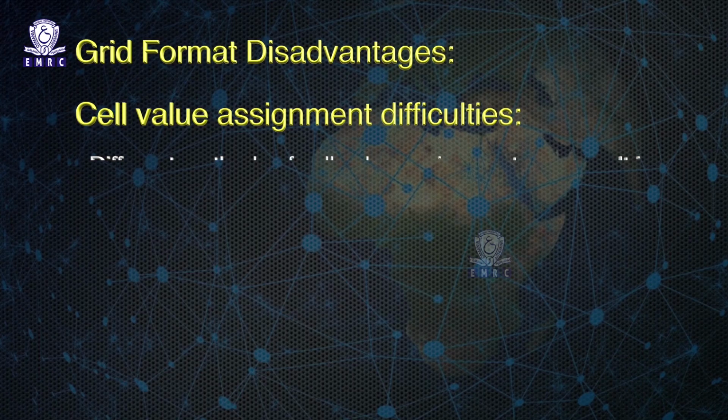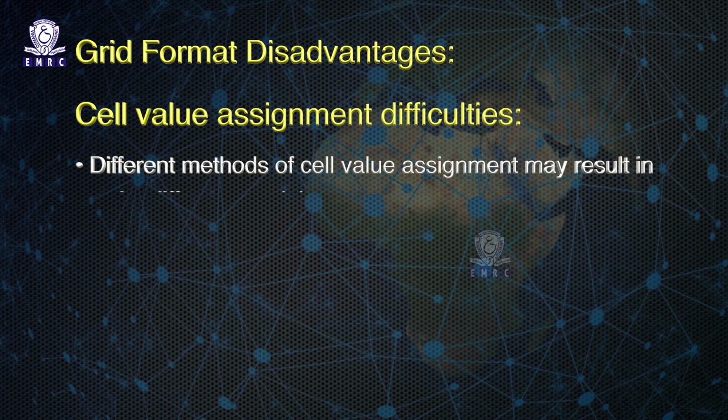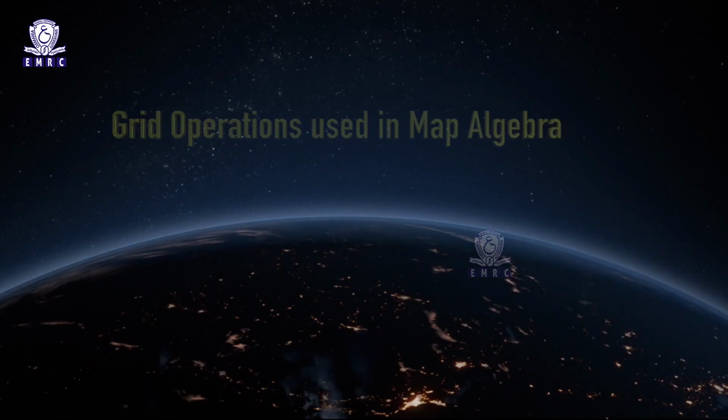Whenever the resolution is very high, all the data on the map can be easily represented in the raster format. Cell value assignment difficulties. Different models of cell value assignment may result in quite different spatial patterns.